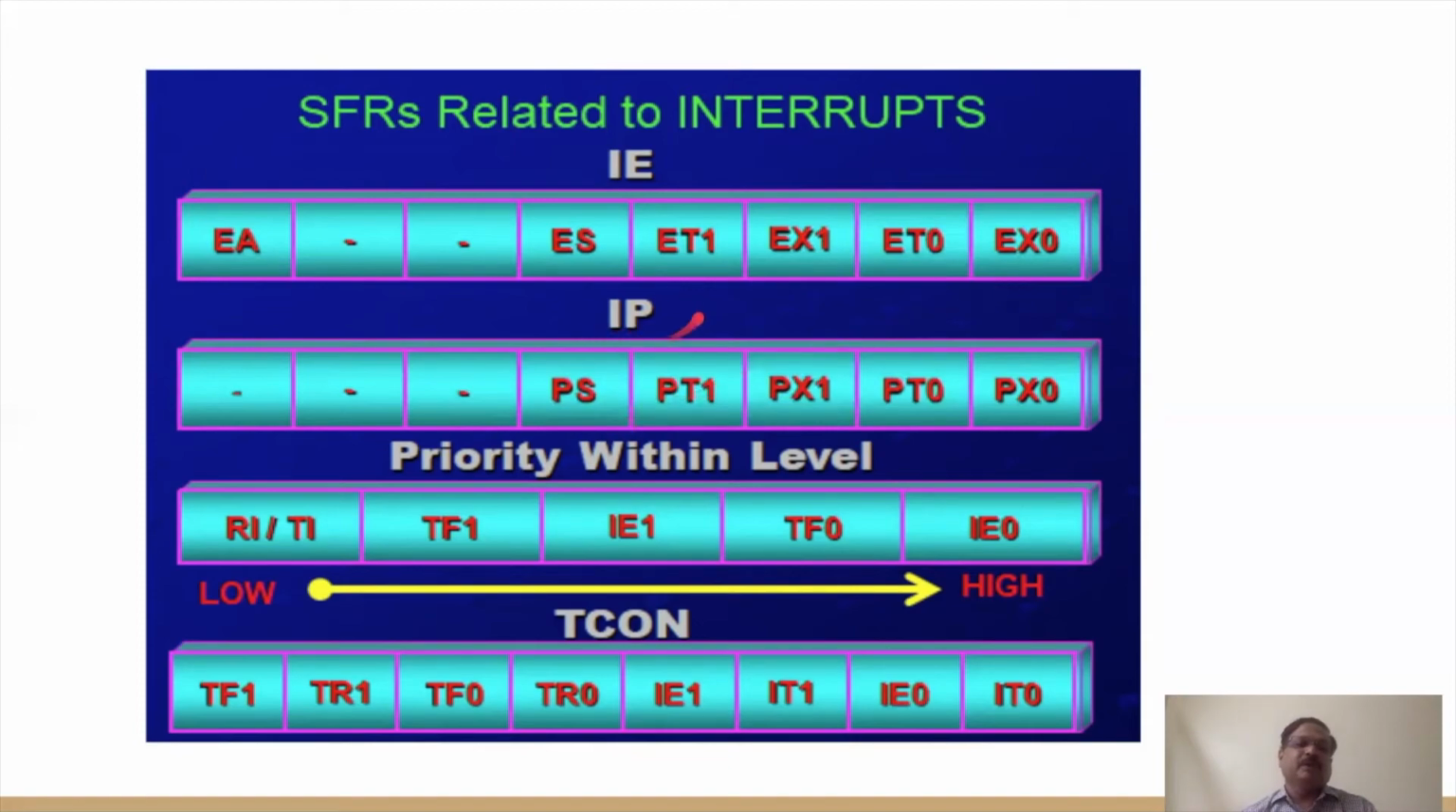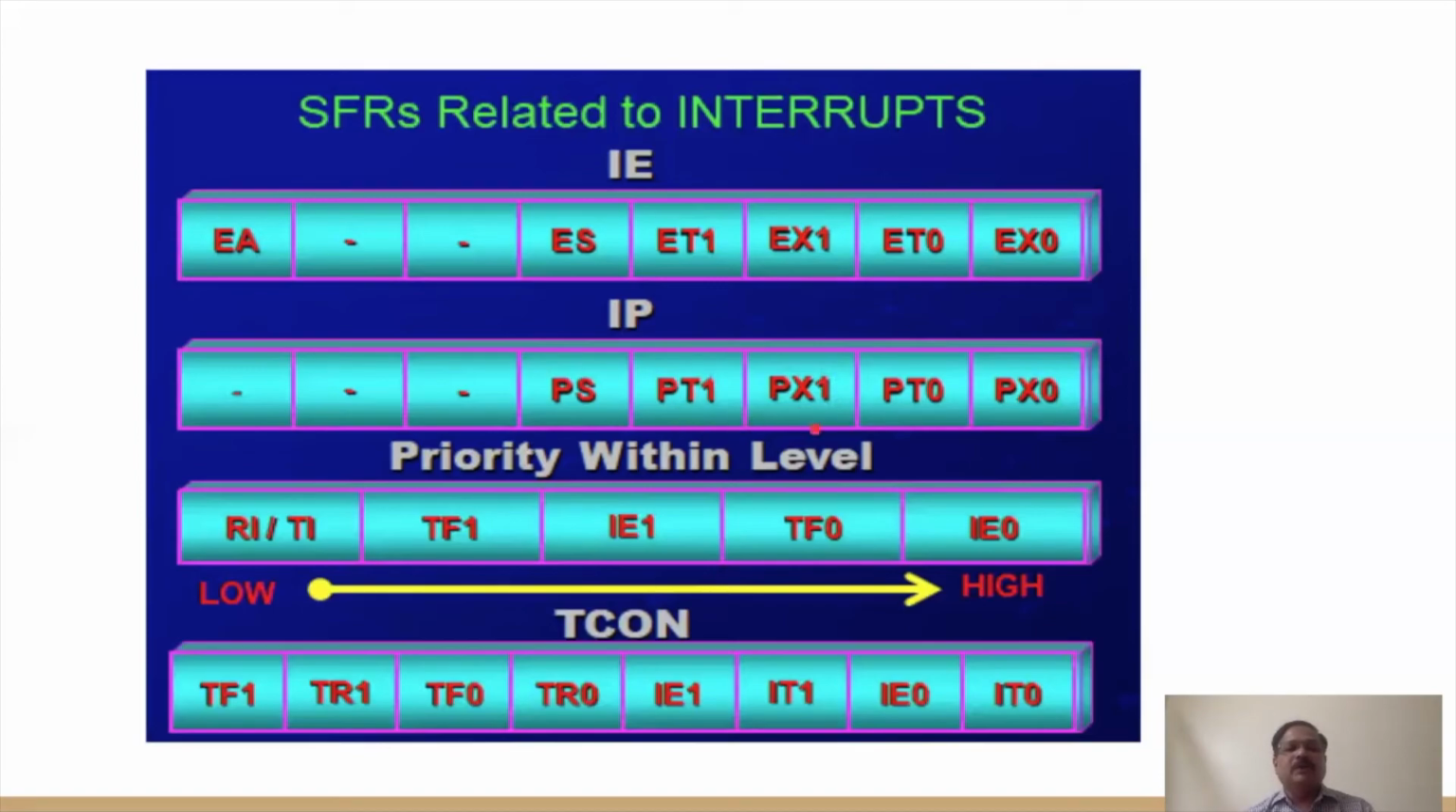IP is the interrupt priority register. In this, you can assign high or low priority to the individual interrupts. Again, for external interrupt 0, 0 means low priority, 1 means high priority. Similarly for timer 0, external interrupt 1, timer 1, and serial port interrupt. So only 2 priority levels, either high or low, can be assigned to the individual interrupts using the IP, the interrupt priority register.